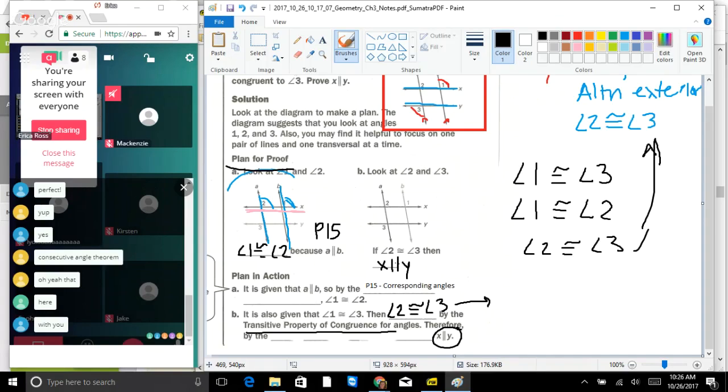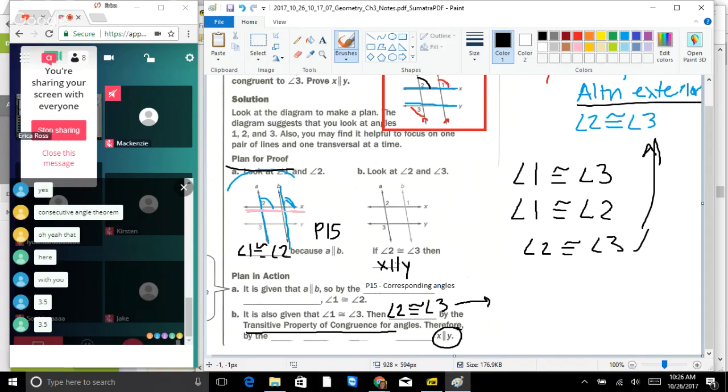Oh, so close. It's not a postulate, it's a theorem. Okay. Remember, 2 and 3 are alternate exterior. So it's either going to be, what do you think? Is it going to be theorem 3.2 or 3.5? You can look. I'm going to vote for 3.5. Who else votes 3.5? All right, I got two 3.5s.